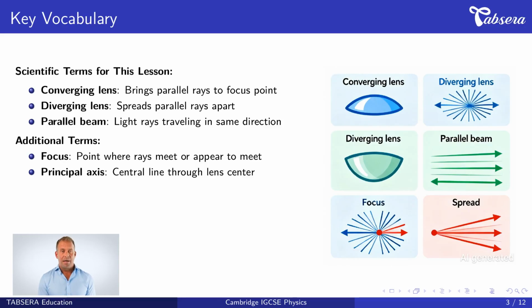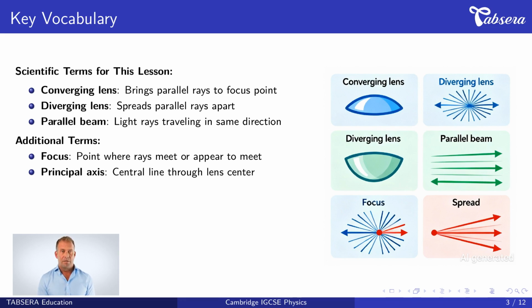Now let's define our key vocabulary. Each term is essential for understanding this lesson. First, converging lens, pronounced converging. This is a lens that brings parallel rays of light to a focus point. The lens is thicker in the center than at the edges. Second, diverging lens, pronounced diverging. This lens spreads parallel rays apart as if they came from a virtual focus point. The lens is thinner in the center than at the edges.